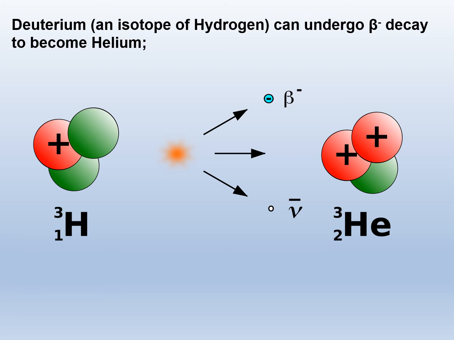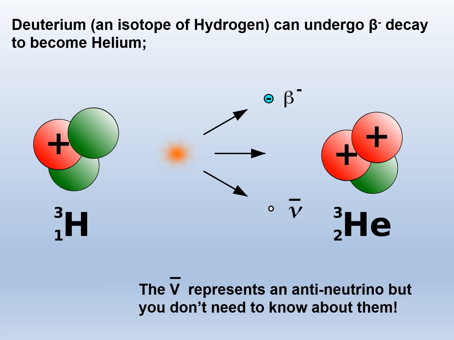Just throwing in another example there for you. This one shows deuterium undergoing beta minus decay to become helium. The V minus there represents an antineutrino. Thankfully, they don't bother us with things like that for GCSE physics.